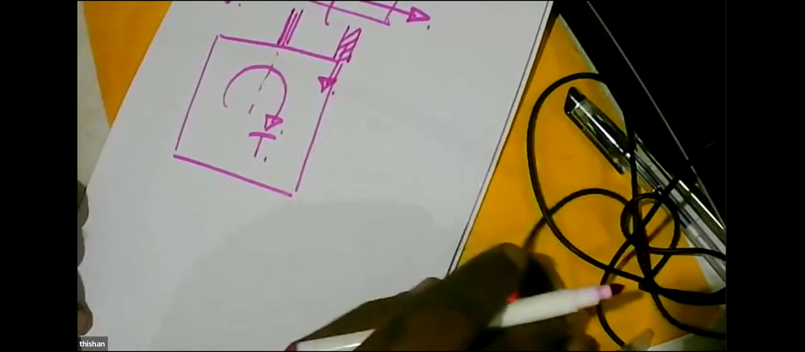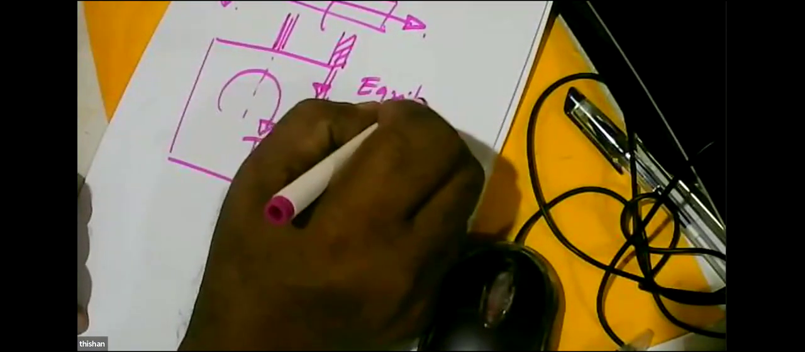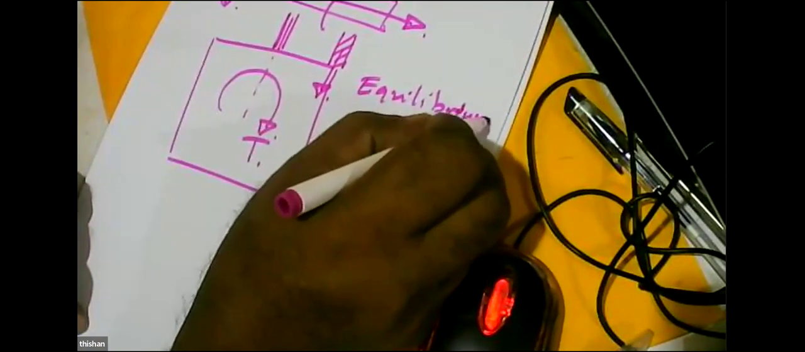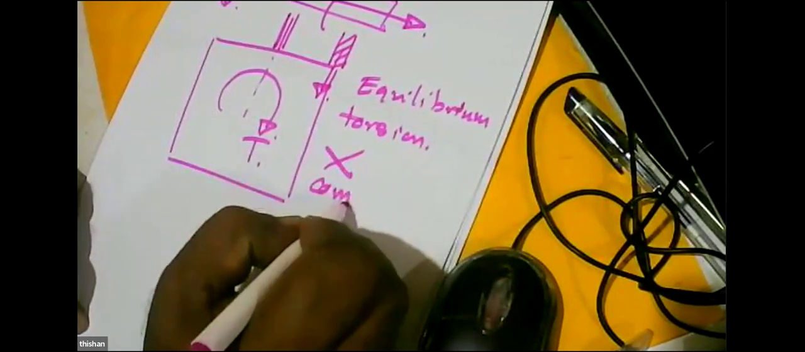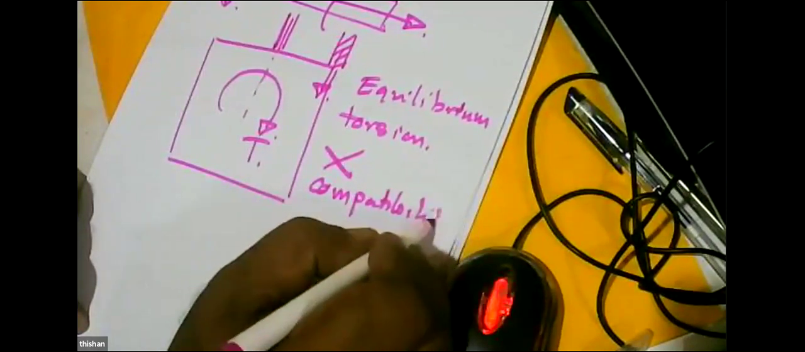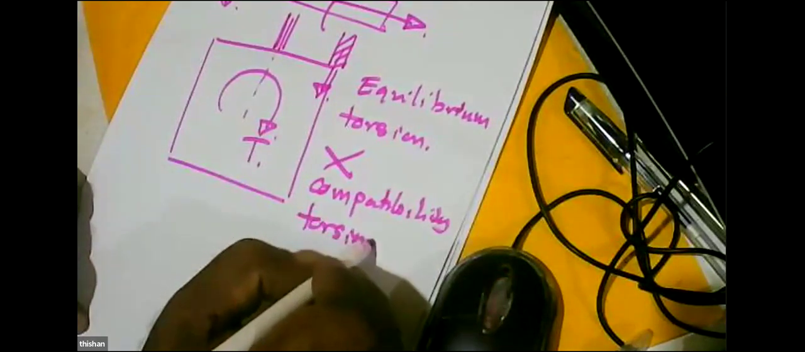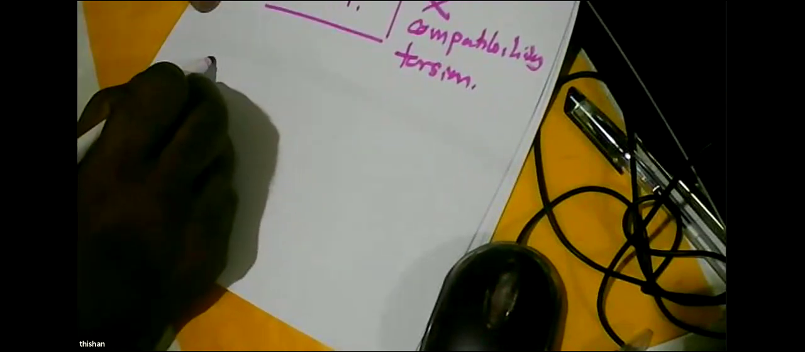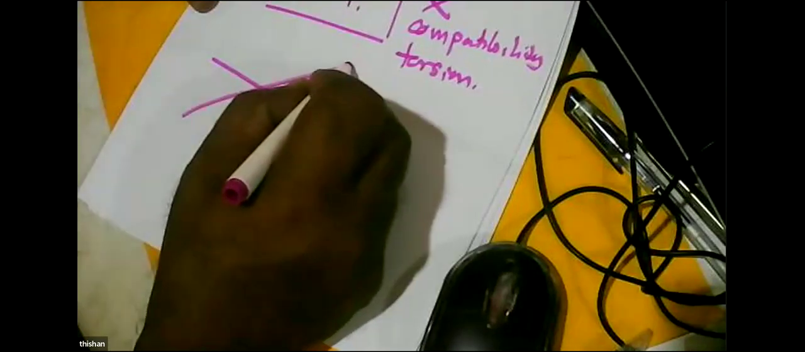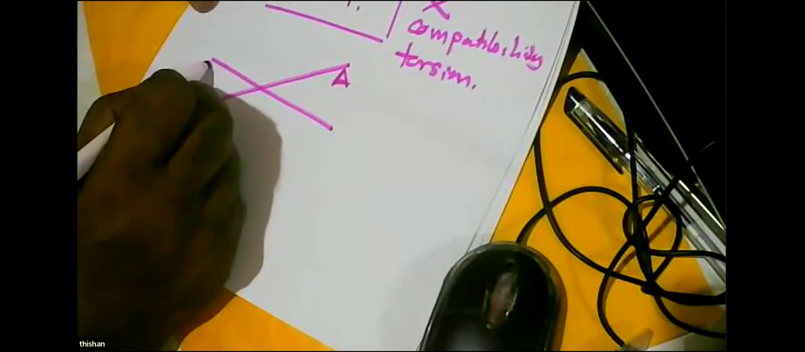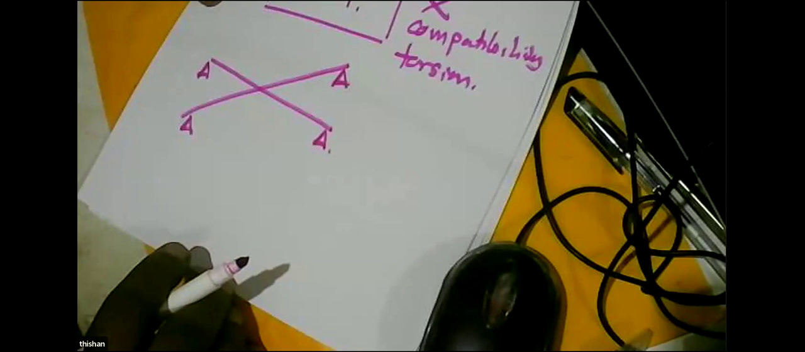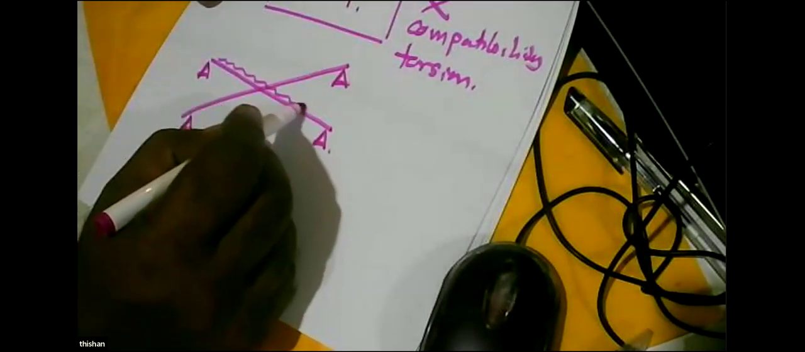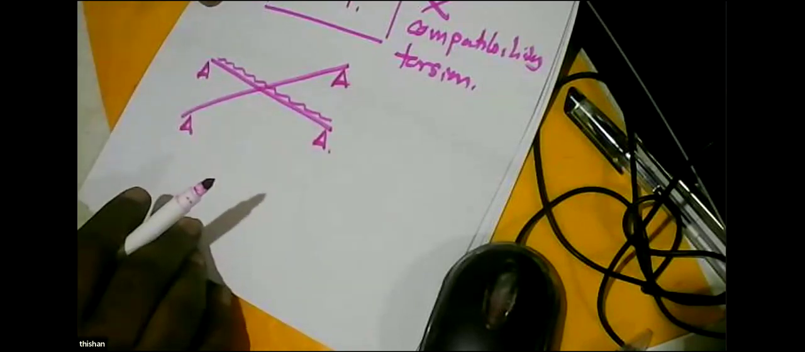And this torsion is equilibrium torsion. And it is not compatibility torsion. Now let's see what is the difference between equilibrium torsion and compatibility torsion. Let's say we have a beam here, another beam here, supported. Now what happens? The bending moment on this beam could be a torsional moment on the other beam.